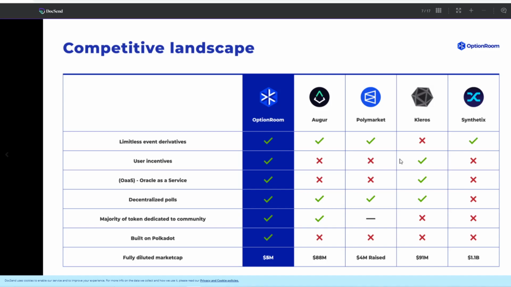So, okay, basically it's saying that fully diluted market cap 5 million here, fully 88 million, but they've been around for a few years now anyway, so they've built up their reputation in the space. 4 million raised, Polymarket 91, okay, built on Polkadot, fine, majority of token dedicated to community, okay. So if you say it, you have to mean it. So we'll have to take a look at the tokenomics to really see what the situation is.